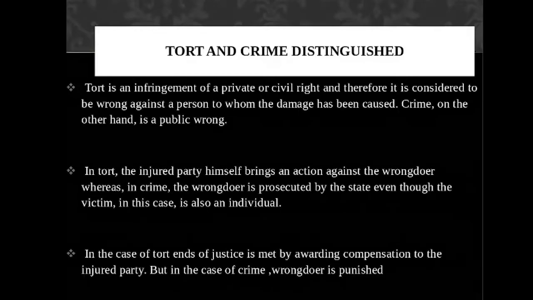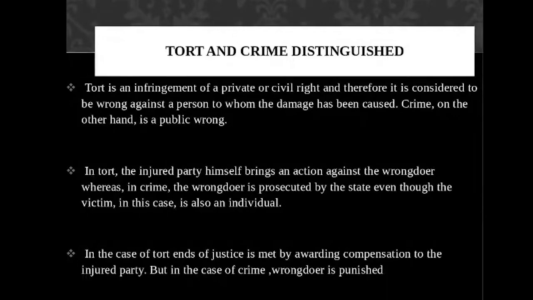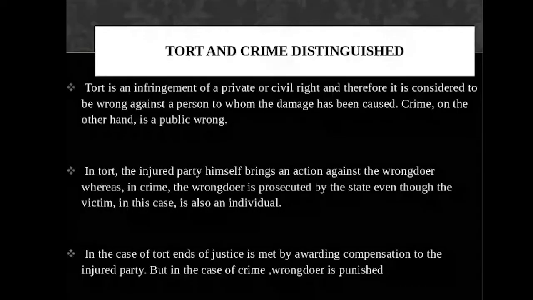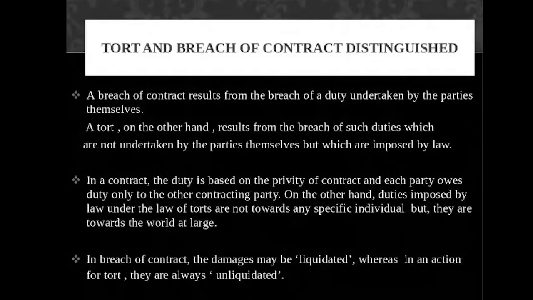Again, in the case of tort, ends of justice are met by awarding compensation to the injured party. But in the case of criminal law or a criminal wrong, ends of justice are met by punishing the wrongdoer. So these are some of the basic differences between tort and crime. Now coming to the next slide, that is the difference between tort and contract. Yes. So a breach of contract results from the breach of a duty which is undertaken by the parties themselves.